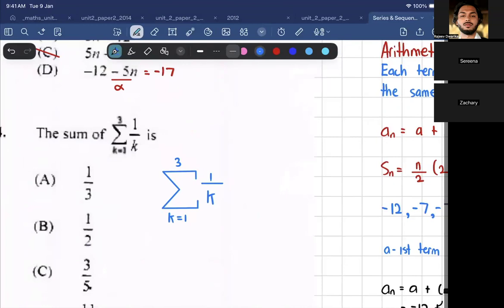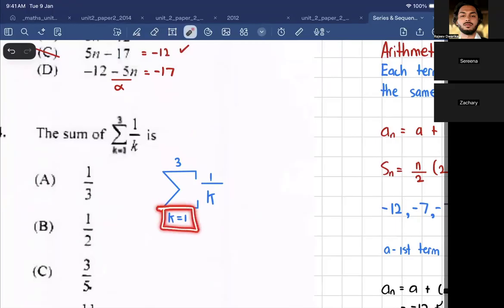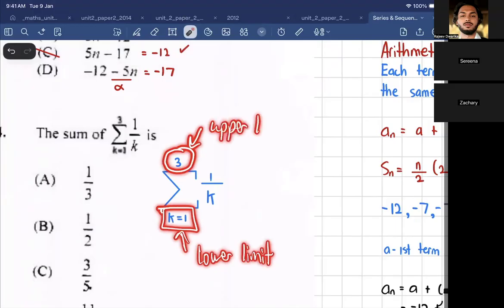Okay, so the number at the bottom of the sign, k equals 1, represents the lower limit of the sequence. The number at the top represents the upper limit of the sequence. So that would be the highest term that you're going up to, like the 10th term of the sequence or something. And then the 1 over k represents the formula for the nth term.